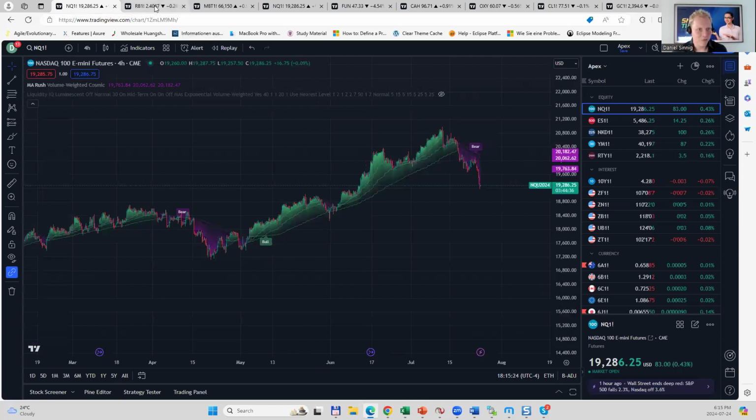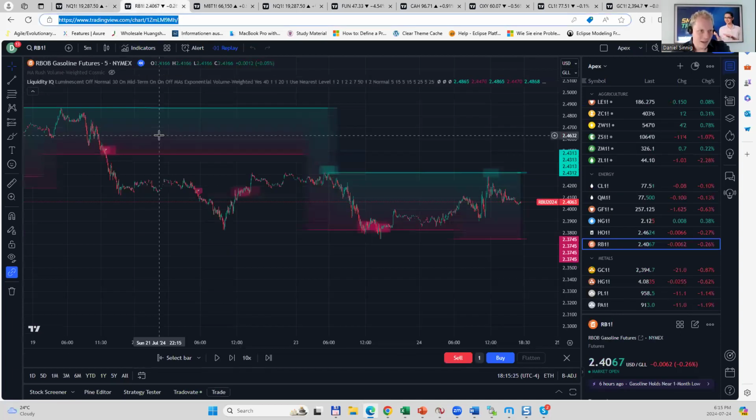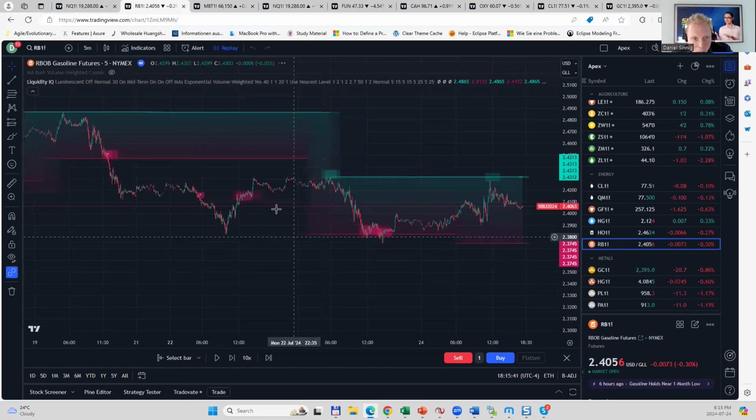Let's check out this chart of RB gasoline futures. I have applied our indicator, Liquidity IQ, to the chart. And what do you see when you apply the indicator to the chart? You see these levels printed. And now let's just observe for a second how price is reacting to these levels.